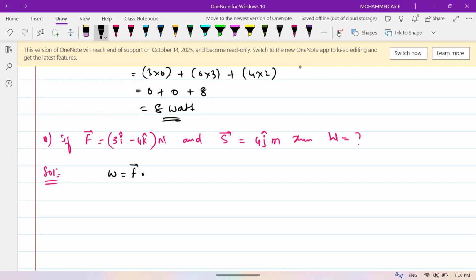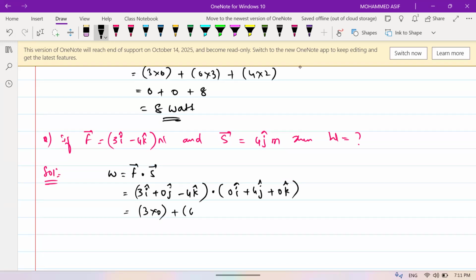Work done formula: F dot S. What is F bar? 3 i cap plus 0 j cap minus 4 k cap. Dot S, where S is equal to 0 i cap plus 4 j cap plus 0 k cap. Just multiply this: 3 into 0 is 0, plus 0 into 4 is 0, plus minus 4 into 0 is 0. So ultimately it is 0.